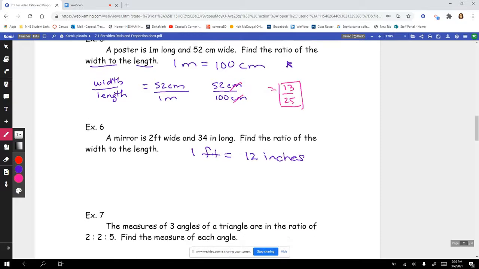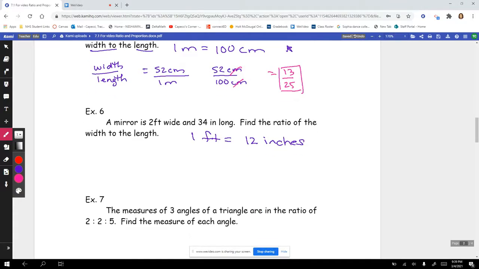Okay, let's look at the next one. A mirror is 2 feet wide and 34 inches long. Find the ratio of the width to the length. So again, we're going to say width first, and then I'm going to say length.